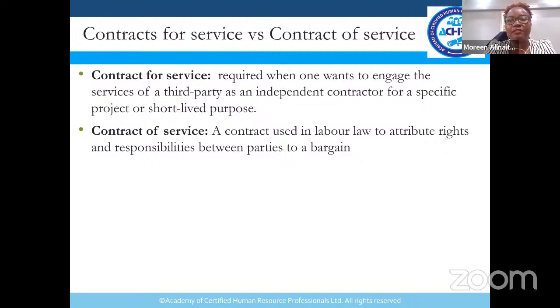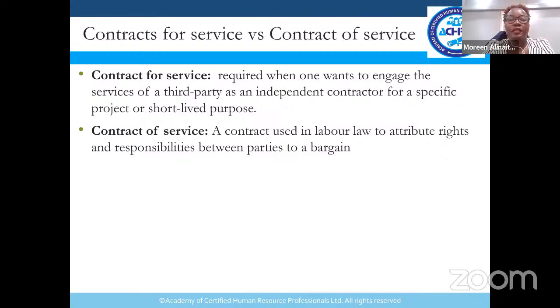This is a contract for service, and it is not governed by the Employment Act. It's not governed by the laws of employment in Kenya. It is governed by that specific contract. There are different terms in such contracts that are put in place. A contract of service, on the other hand, is a contract used in labor law to attribute rights and responsibilities between parties to a bargain. This is what we are dealing with today, because we are looking at the Employment Act. We want to understand what kind of contract is governed by this act.